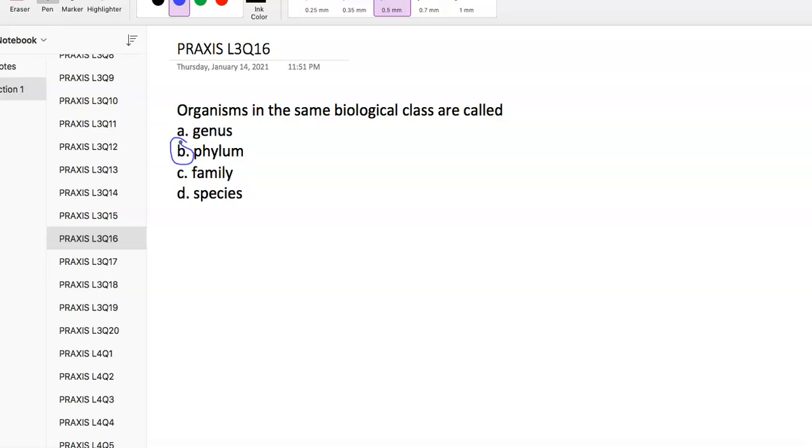Phylum is a way to classify animals and plants. Phylum comes above class and below kingdom in the biological classification system. The hierarchical order of the answer choices is phylum, family, genus, species. Genus is a major subdivision of a family or subfamily in the classification of organisms, usually consisting of more than one species.